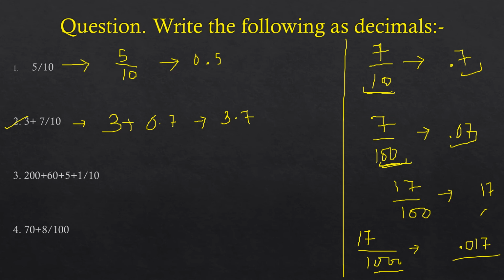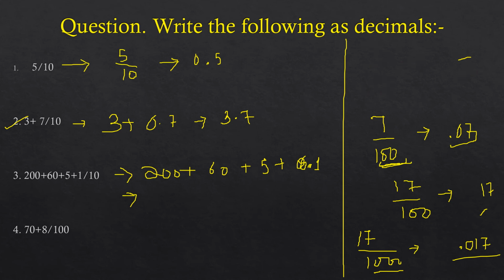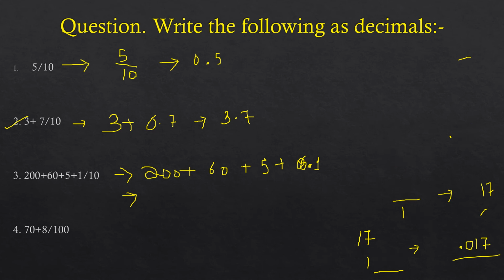Now in the next question we are having 200 plus 60 plus 5 plus 1 by 10. So we have to add 200 plus 60, then plus 5 and plus 1 by 10. 1 by 10 will be equal to what? 1 by 10 will be equal to 0.1. Let us add them here. We have to add 200 plus 60 plus 5 and 0.1.